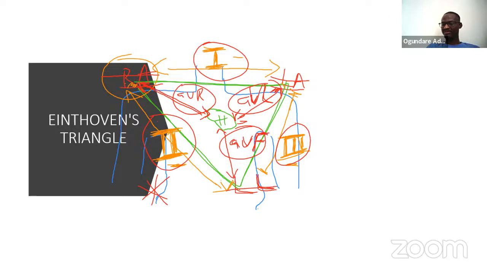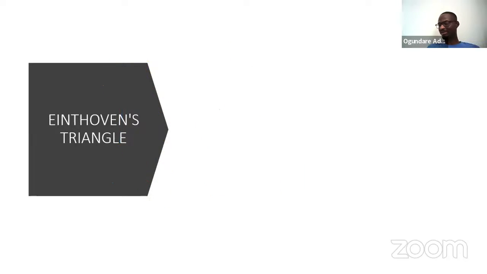It is Professor William Einthoven that theorized, that started all these jargons. And that's why they named it after him. So this triangle that I've been illustrating for us is the Einthoven's triangle. Does that make sense to anybody? Any question, confusion, clarification?